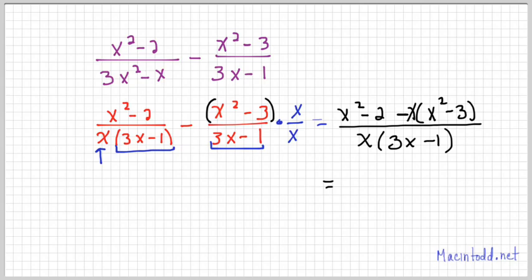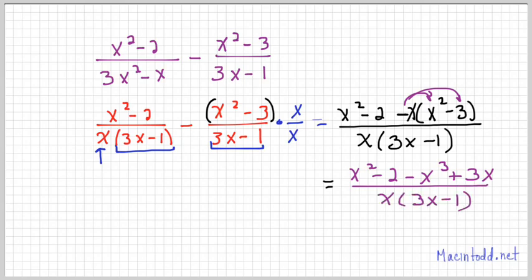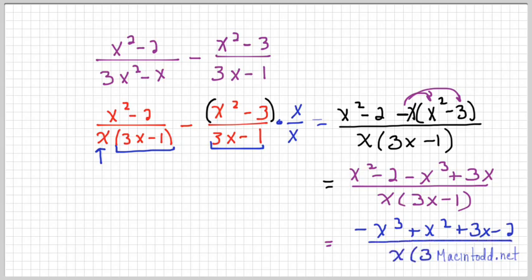And so it's going to be x squared minus 2, distribute that negative x now, minus x cubed plus 3x, all over my denominator. And then finally collecting like terms. Looks like we've got a negative x cubed up there, an x squared, a 3x, and minus 2. I actually didn't have any like terms to combine. I just put them in standard order. And you're finished.